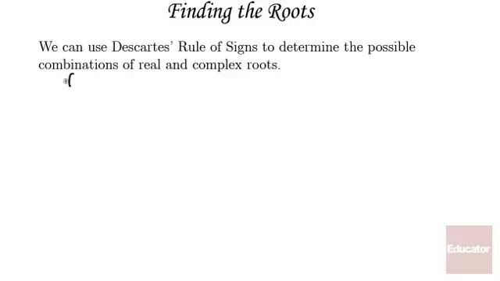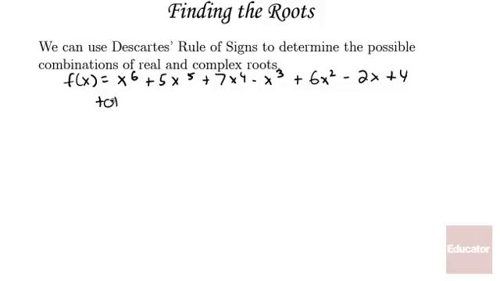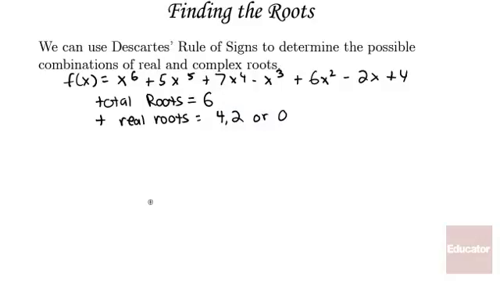So in that example above, f of x equals x to the 6th plus 5x to the 5th plus 7x to the 4th minus x to the 3rd plus 6x squared minus 2x plus 4. Total roots, this is real and complex, equals 6. Positive real roots, using Descartes' rule of signs, I found that I could have 4, 2, or 0. Negative real roots, I found f of negative x and looked for the sign changes and found 2 of those. So the number of negative real roots could be 2 or 0.